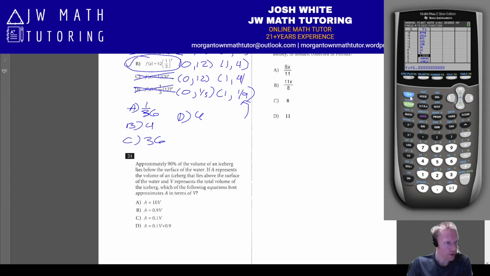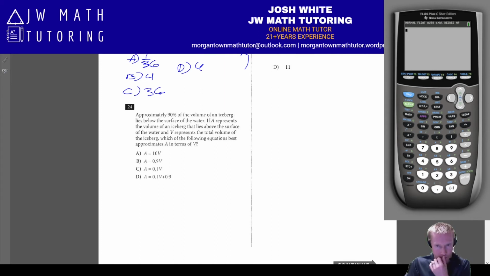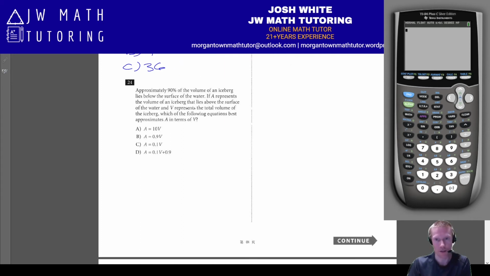All right, so now continuing with problem number 24 at the bottom of the page. In this one, we're told that basically 90% of the volume of this iceberg is below the surface. That means 10% is above. So, just to give a quick picture, maybe it's something like this: 90% down here below, 10% above.